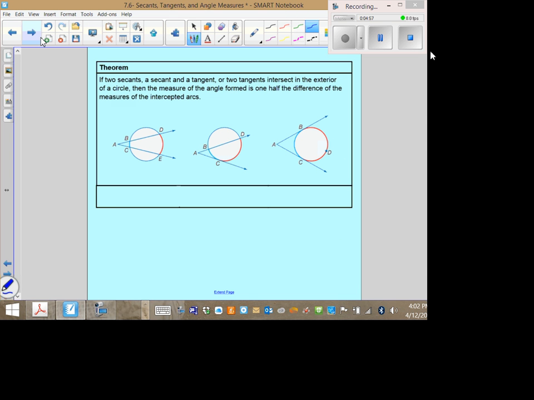Another theorem here is if two secants, a secant and a tangent, or two tangents intersect in the exterior of a circle, then the measure of the angle formed is 1/2 the difference, so this time we're doing a difference rather than a sum, of the measures of the intercepted arcs. So what this is saying is that we take the big arc minus the small arc divided by 2 equals our angle.